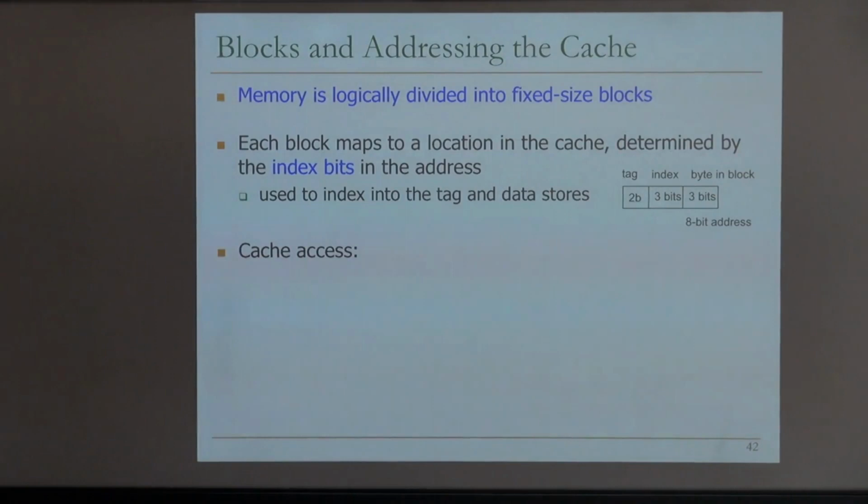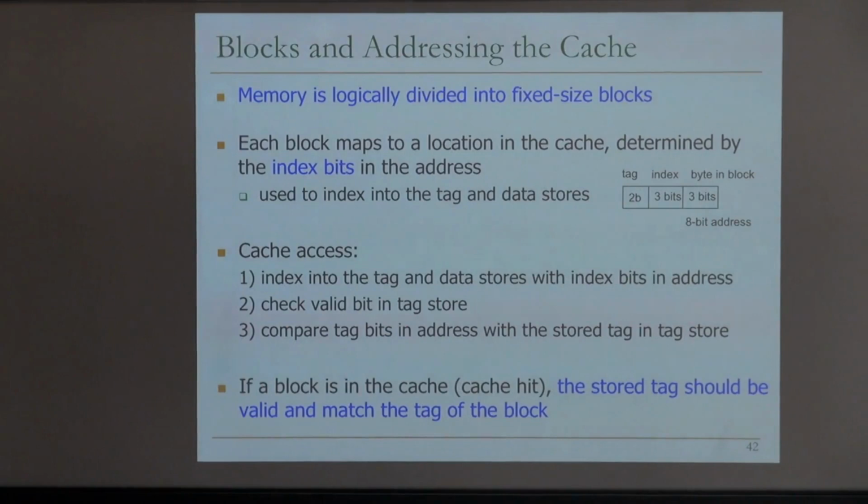So cache access: you index into the tag and data stores with index bits. I'm going to show you an example. You check the valid bit in the tag store. You compare the tag bits in the address with the stored tag in the store. And a block is in the cache if the stored tag is valid and the tag matches with the tag of the block.